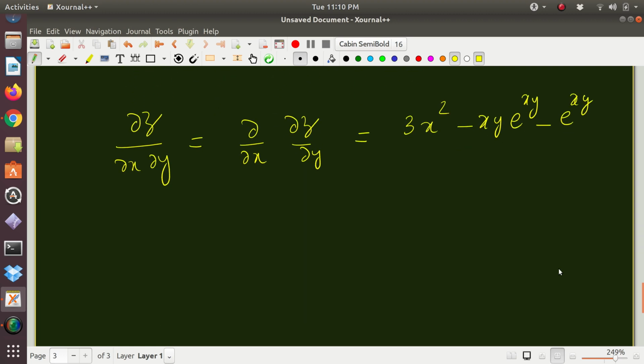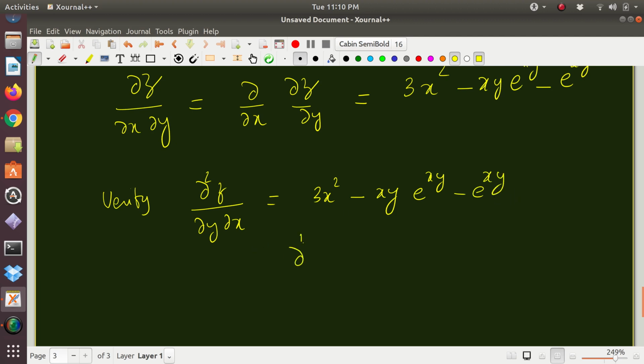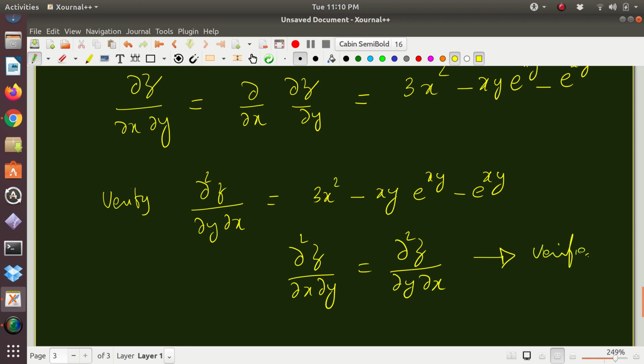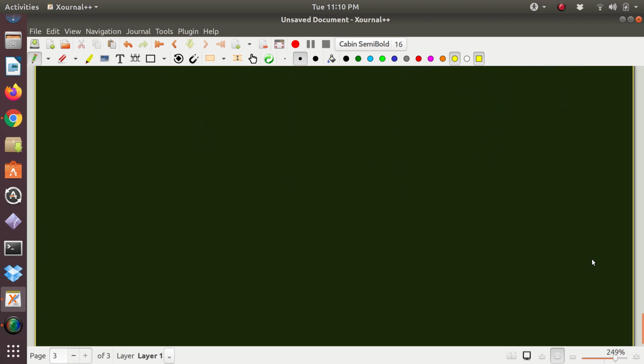Now you can verify yourself that if you do partial squared z by partial y partial x, you will get the same result. As I just told you, the mixed derivatives of smooth and continuous functions are often the same. So partial squared z by partial x partial y is nothing but partial squared z by partial y partial x. This is something that's verified for this case, and we can similarly find other higher derivatives.